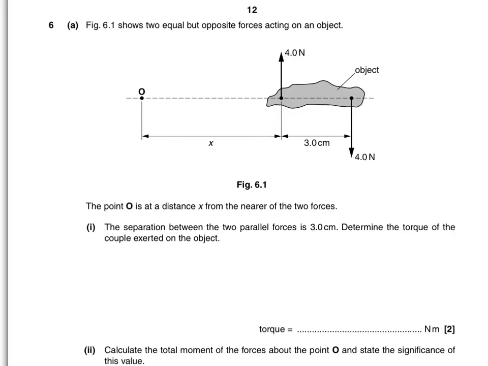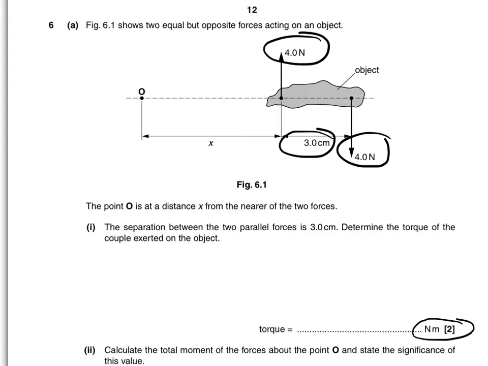Okay, this question just asked, figure 6.1 shows two equal but opposite forces acting on an object. It gives us two forces and the separation between the forces. It says the separation between the two parallel forces is 3 centimetres. Determine the torque of the couple exerted on the object. Notice the units it gives you here is Newton meters.